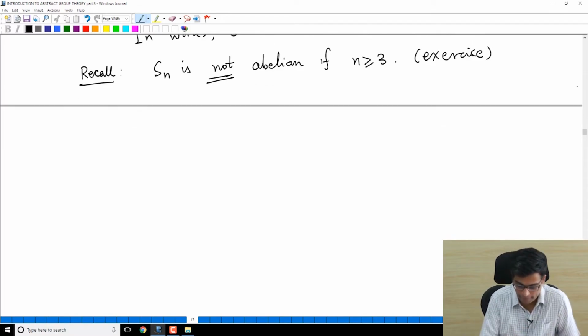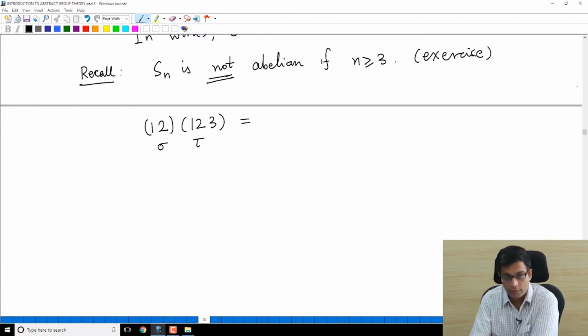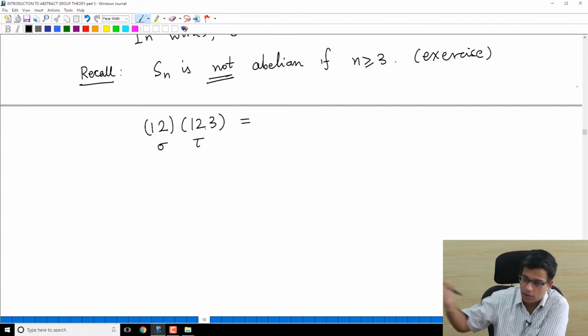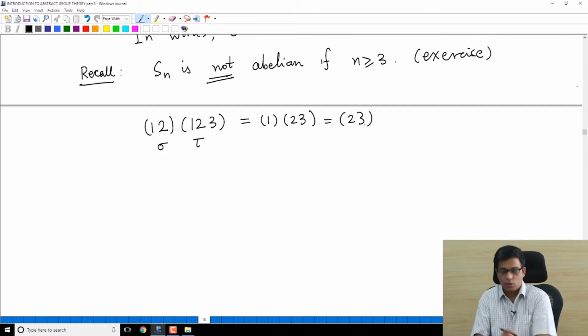For example, if you take (1 2) and (1 2 3), right? If this is sigma and this is tau. So remember, how do we multiply? We start on the right side cycle. So 1 goes to 2, 2 goes to 1. So 1 goes to 1 in this product. 2 goes to 3 and 3 goes to 3 under that. So 2 goes to 3, 3 goes to 1 and 1 goes to 2. So we close the bracket, and again we don't write the 1 cycle, so this is (2 3).